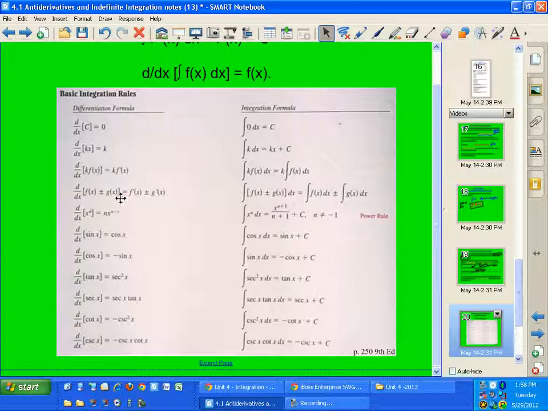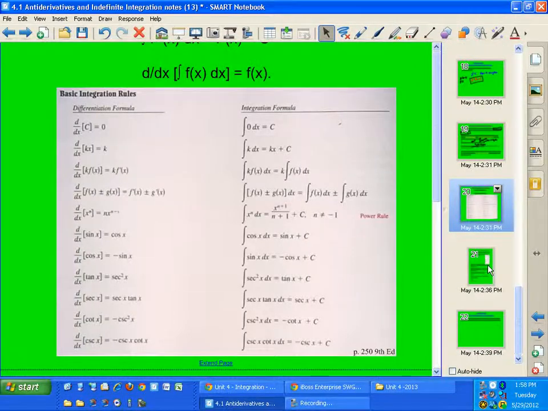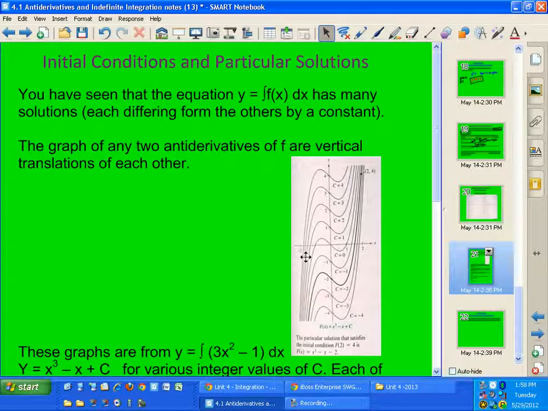You don't need to understand them all right now. Probably the basic ones would be the first few, but we'll talk more about those and have a chance to practice them in class. So then we lead into initial conditions and particular solutions. If we were to take the antiderivative or the integral of something, we get a family of functions. We talked about that.